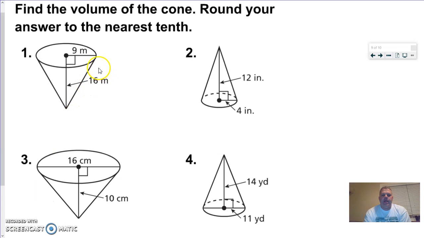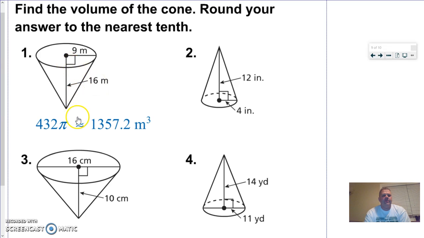Hopefully you had time to answer all 4 questions. Again, the radius is 9. 9 times 9, because it's 9 squared, is 81. Divided by 3 or times 16 and then divided by that gives us our answer of 432 pi. If we take 432 times 3.14, we will get 1,357 and 2/10 cubic meters.